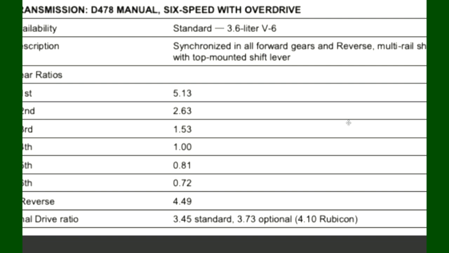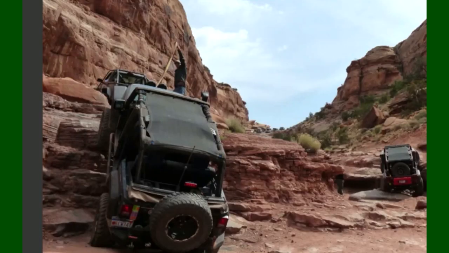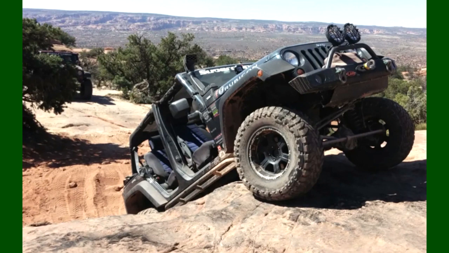Now, in a non-Rubicon trim with a 3.45 axle ratio, and the basic Command-Trac 4x4 system with a 2.72 range, that drops to 48. Now if you do the math, it comes down to 48. And again, this is just off the chain. Just what a sight to see and a sight to behold.